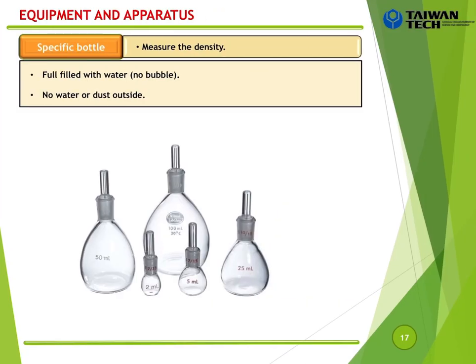And the next one, we have the specific bottle we use to measure the density. So how to measure the density? You know that density equals the mass divided by the volume. If you know the volume and you know the mass, you know the density. And how to measure the volume and the mass?